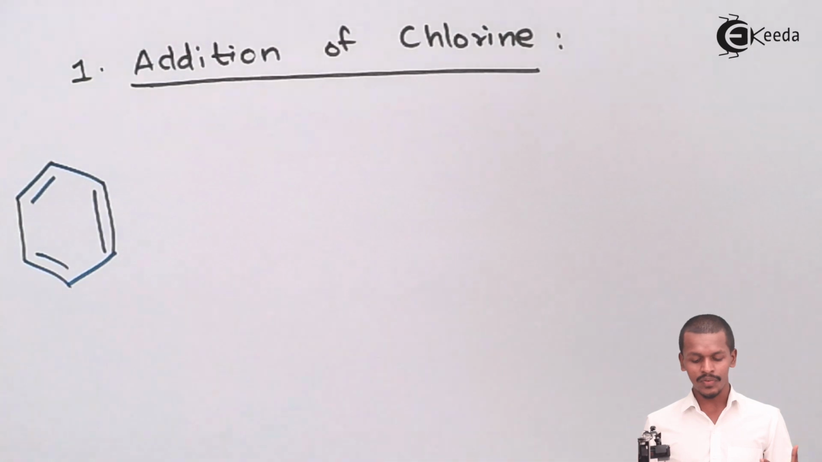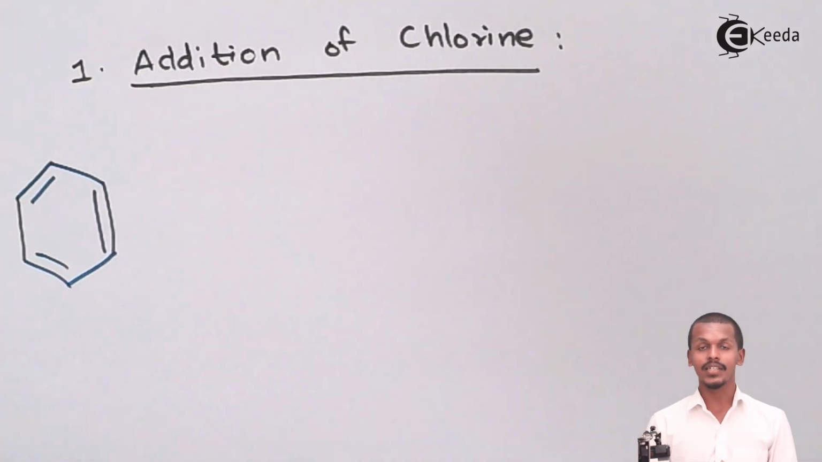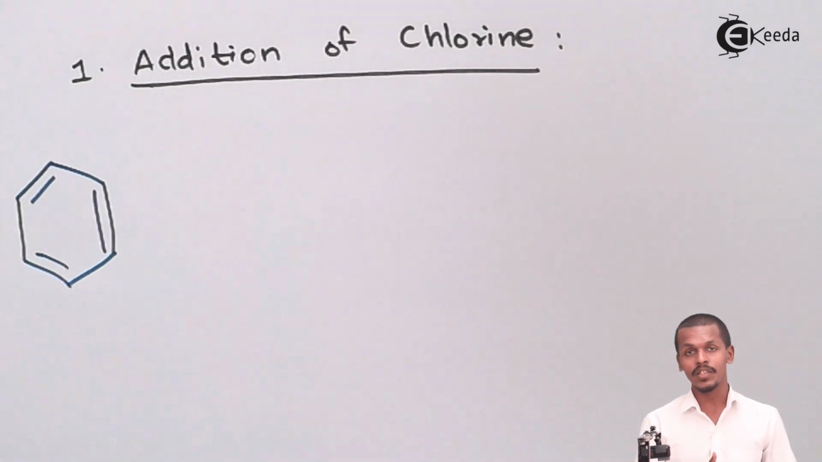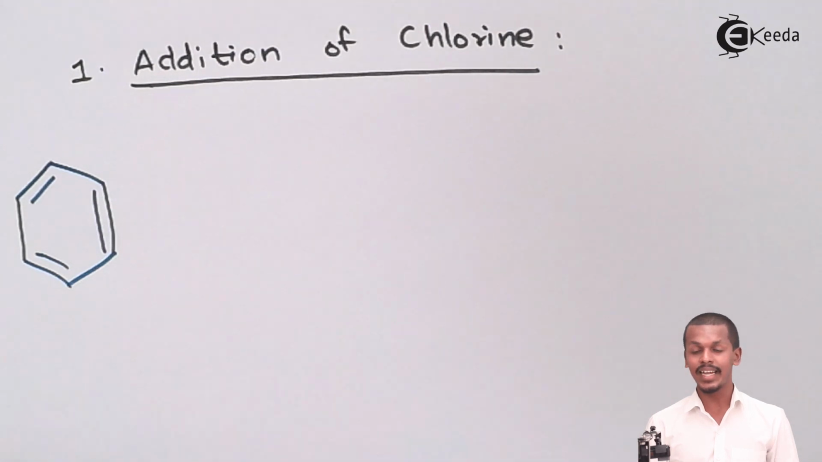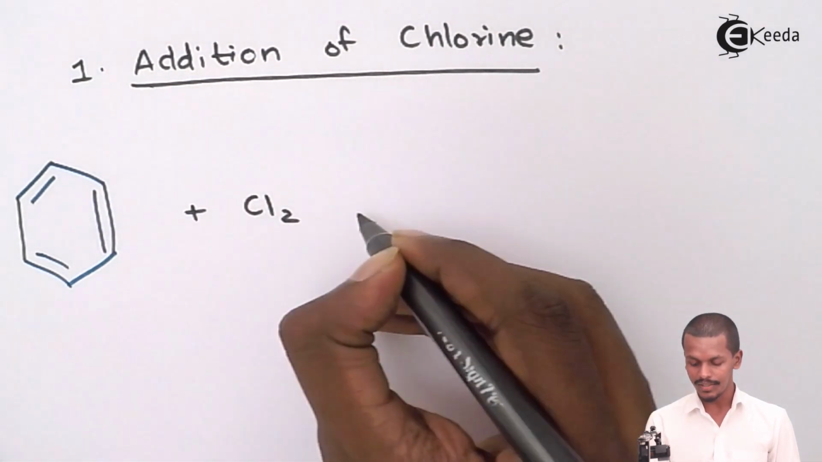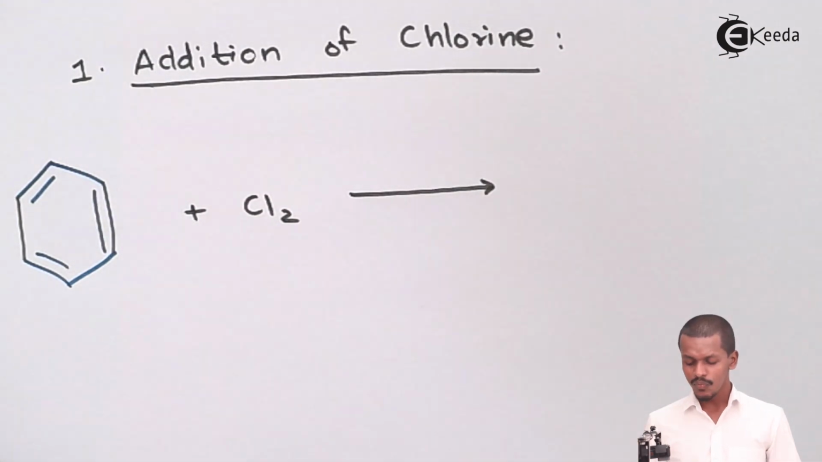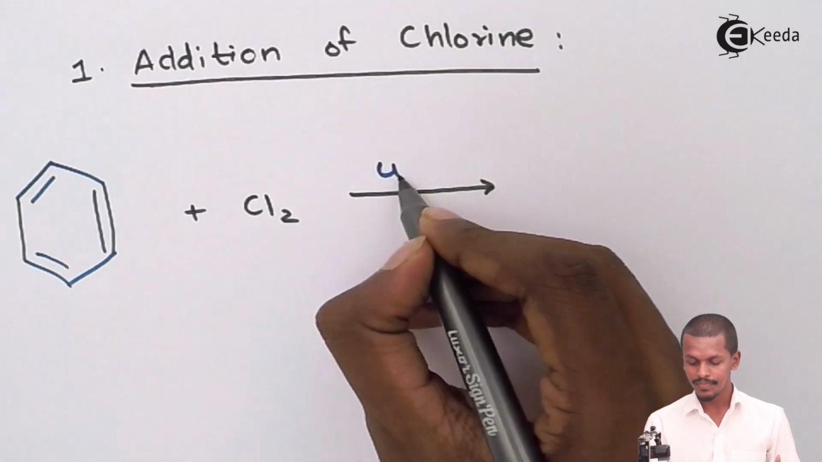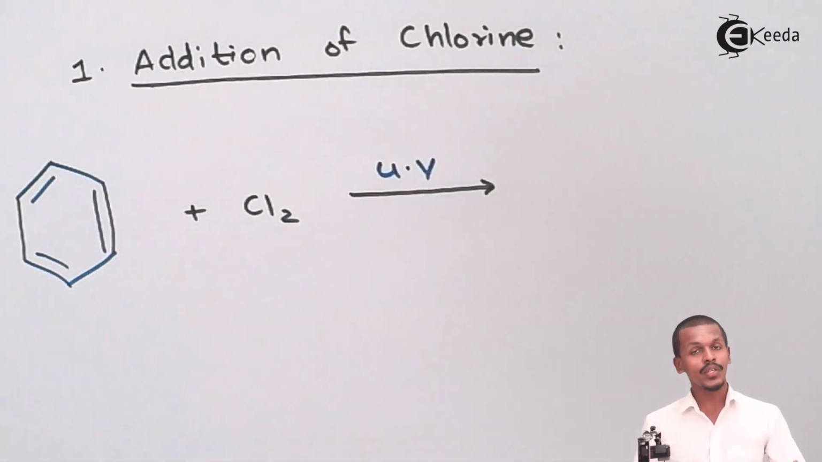Since it consists of carbon-carbon double bonds, and we know they are very stable, the addition reaction does not take place, but the substitution reaction does. So suppose benzene is there and we have included chlorine gas, or 1 mole of chlorine. What will happen if it has to undergo the addition process? This is not the normal condition. We have to provide UV light, and because of the UV light only, the addition process would take place.